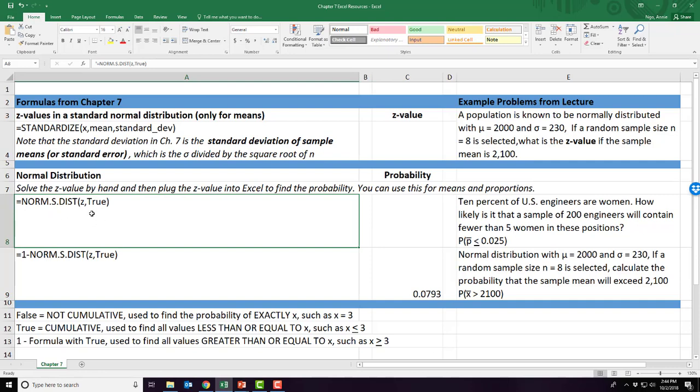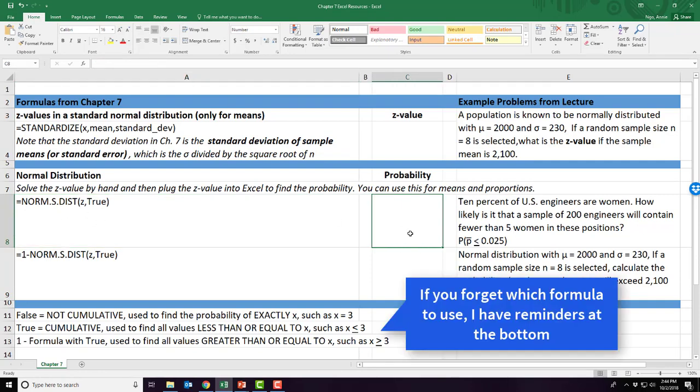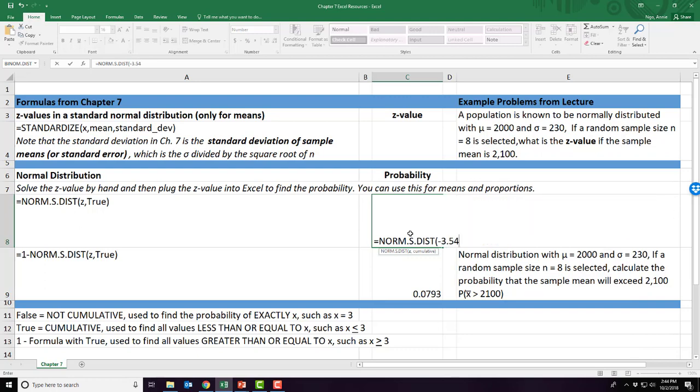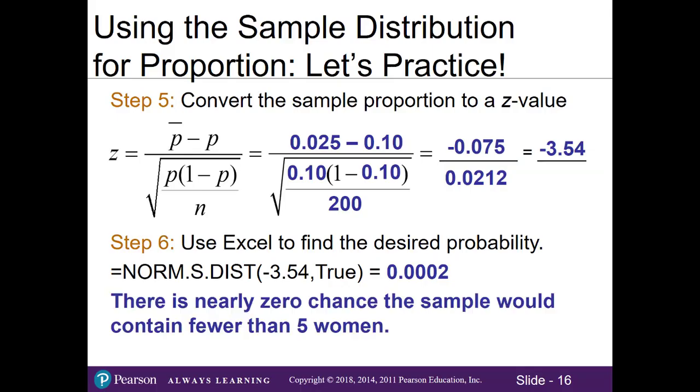So here's our formula right here when you're looking for less than some value. So I'll type in equals norm.s.dist parentheses. Our z was negative 3.54, comma, true. And so our probability is 0.0002. So it's nearly zero chance that our sample would contain fewer than 5 women.